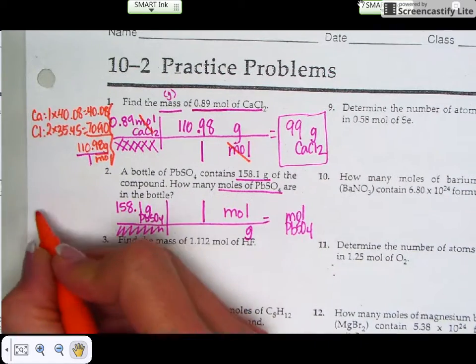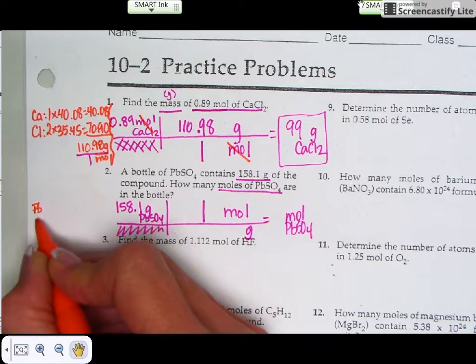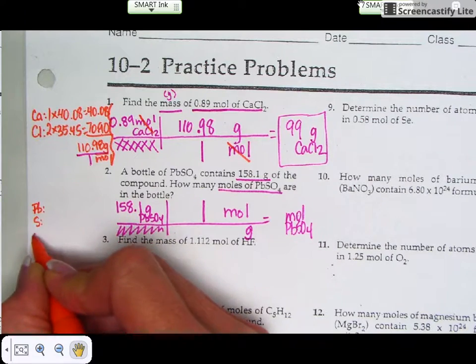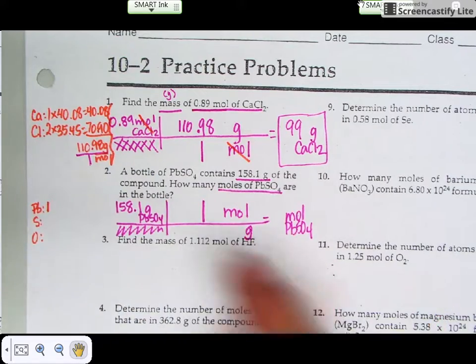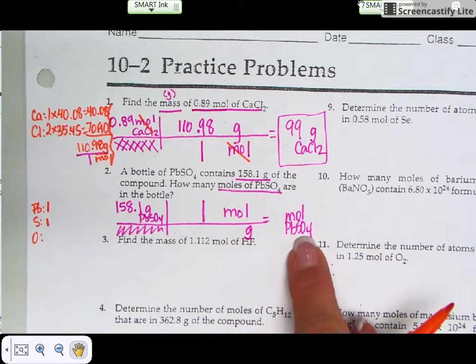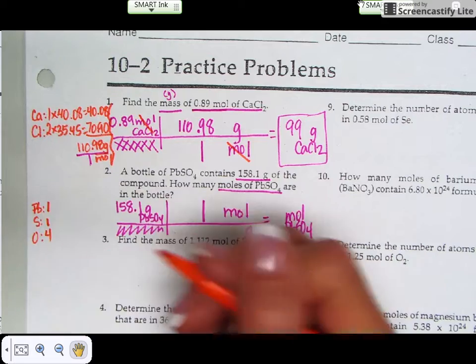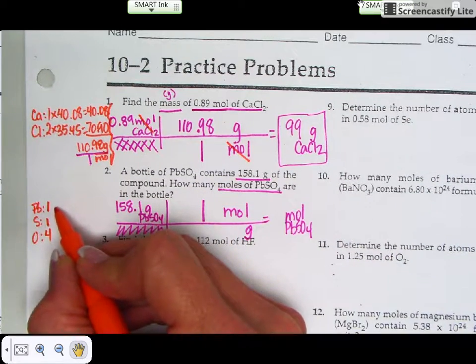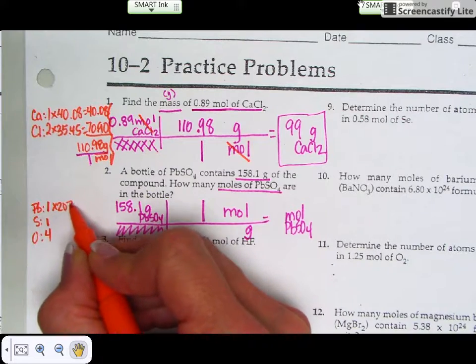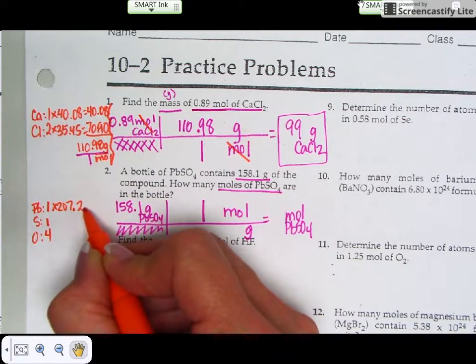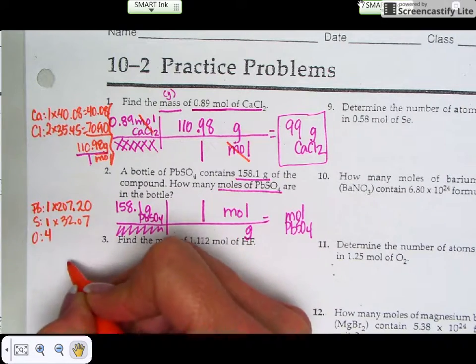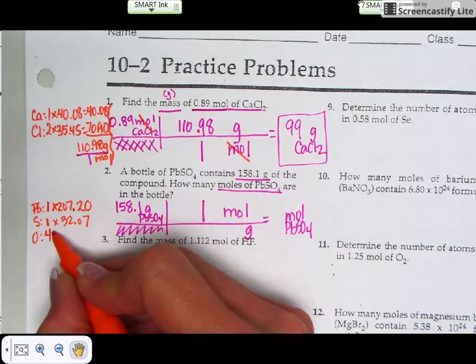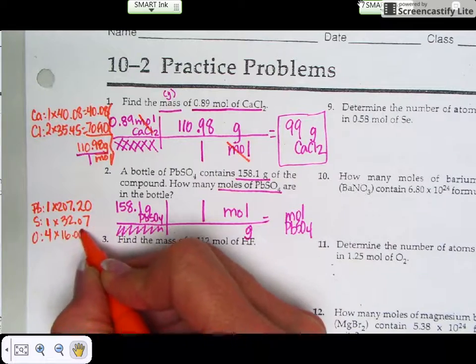So again, you need your periodic table. We're going to break this molecule into its separate components: lead, sulfur, and oxygen. We got one lead in the formula, one sulfur, and 4 oxygens in this formula. So from the periodic table, lead's atomic mass is 207.20, sulfur is 32.07, and then each oxygen is 16 apiece.